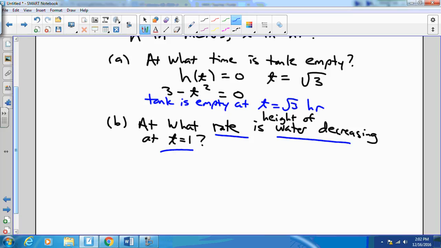At what rate is the height of water decreasing at t equals 1? Translate this into math form. What are they asking about?